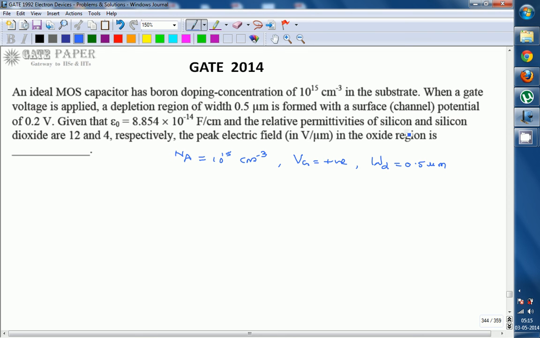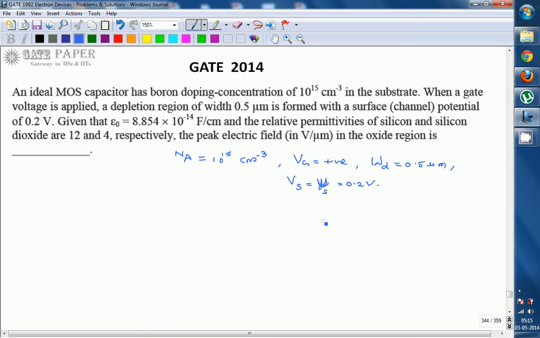With surface potential, which is nothing but Vs, also taken as psi s. Psi s is nothing but 0.2 volts. This is the given information.